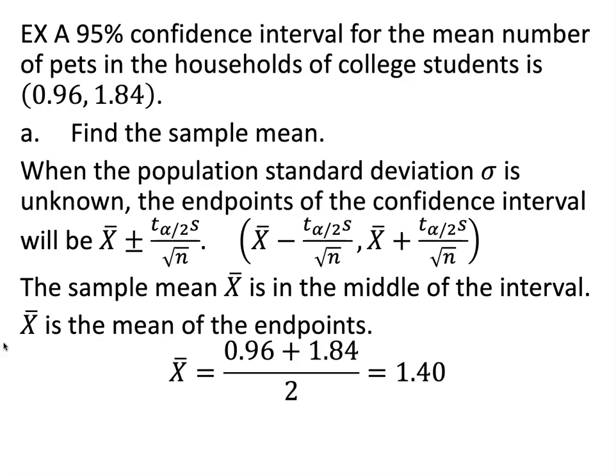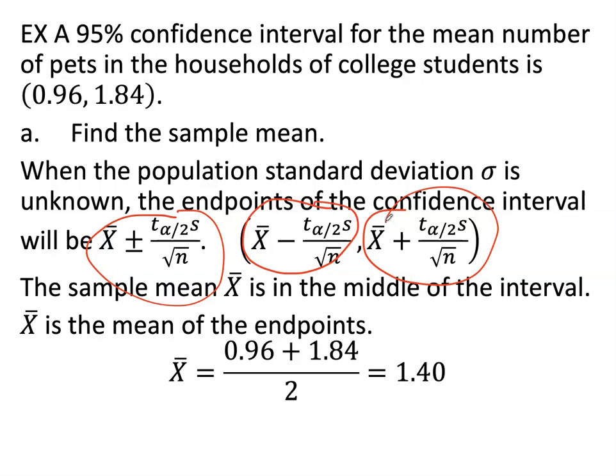Okay, when the population standard deviation sigma is unknown, the endpoints of the confidence interval will be x bar plus or minus t sub alpha over 2 times s over square root n. So notice, the lower endpoint of the confidence interval is x bar minus t sub alpha over 2 s over square root n, and the upper end is going to be x bar plus t sub alpha over 2 s over square root n.